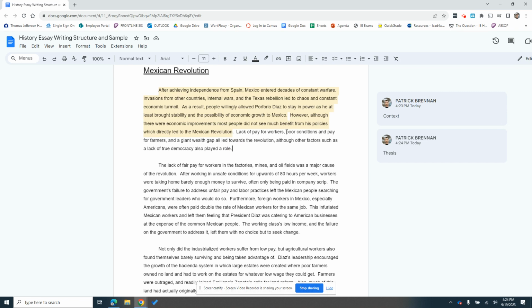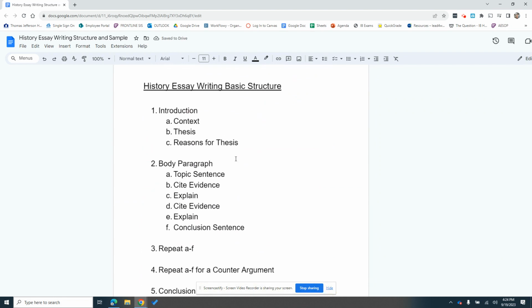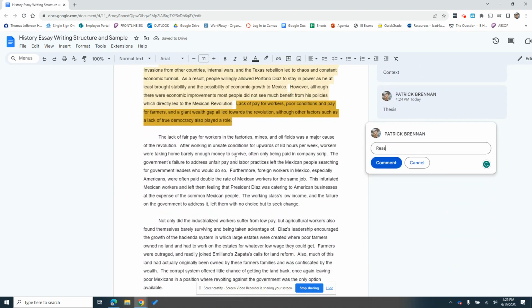So lack of pay for workers, poor conditions and pay for farmers, and a giant wealth gap all led towards the revolution, although other factors such as a lack of true democracy also played a role. So this tells me I'm going to have a paragraph about pay for workers, a paragraph about poor conditions and pay for farmers, a paragraph about the wealth gap, and a counter argument paragraph about issues concerning democracy. So we have our essay preview or our reasons for thesis, however we want to phrase that.